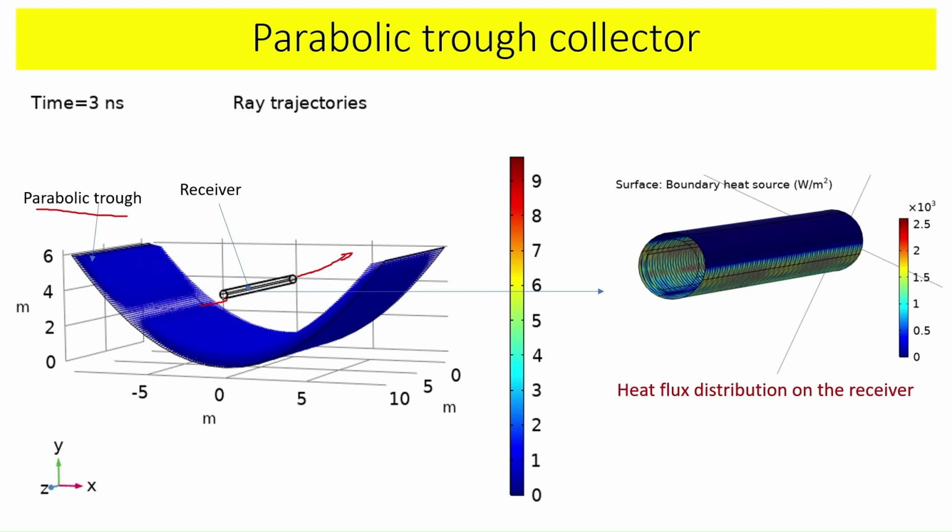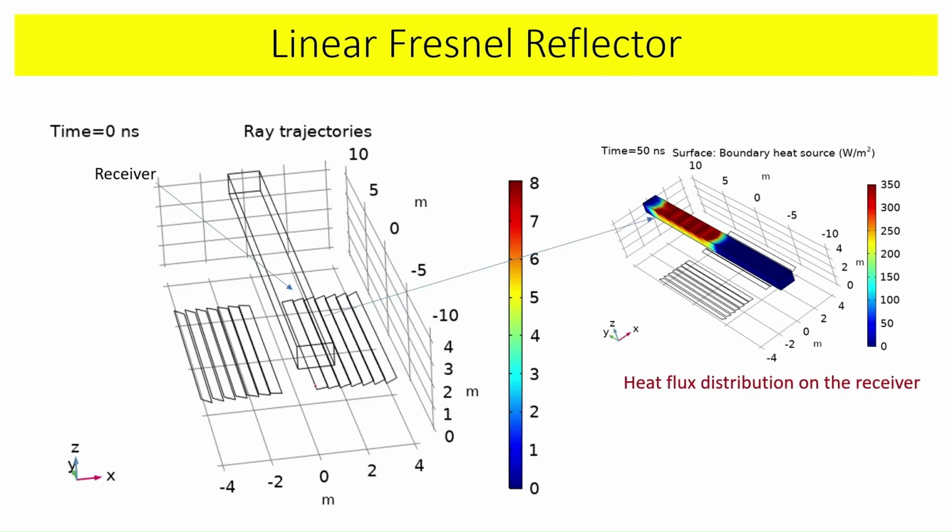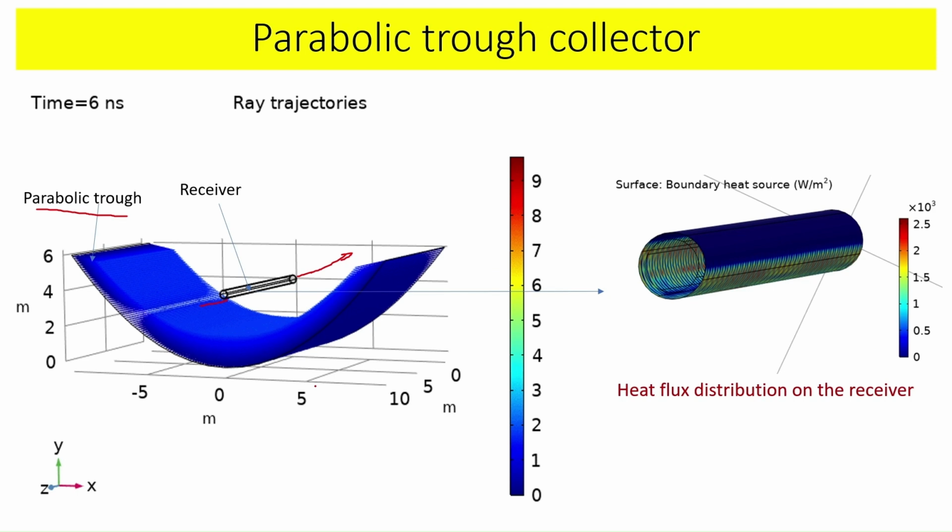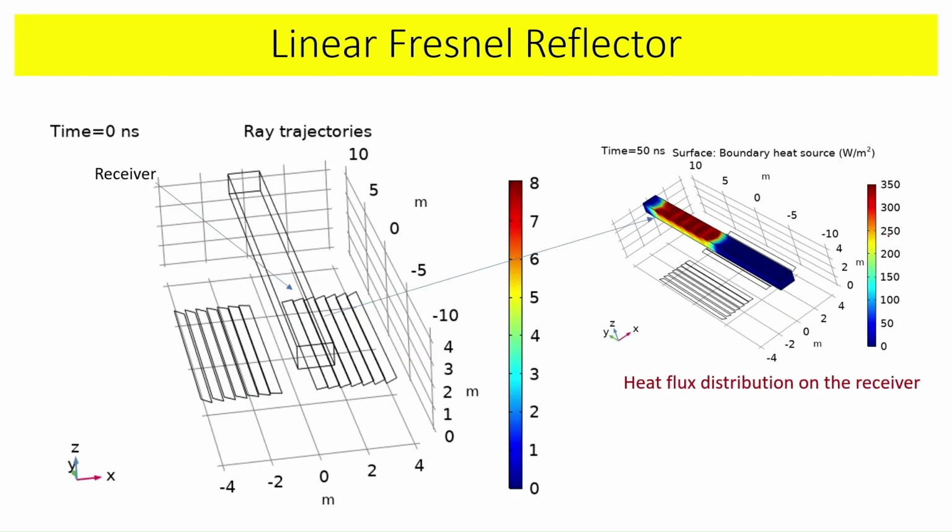And the flux distribution has been shown here, right? This is the flux distribution on the surface of the receiver, and there is a fluid flowing inside this tube. Usually this is tubular in shape, and the fluid flowing inside the tube absorbs the heat from this receiver and makes use of it for various needs.